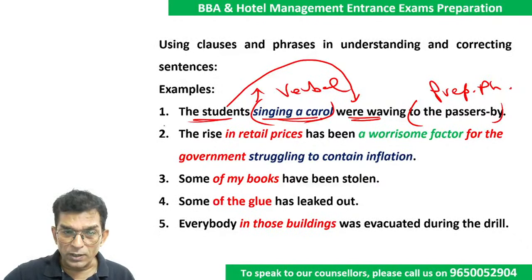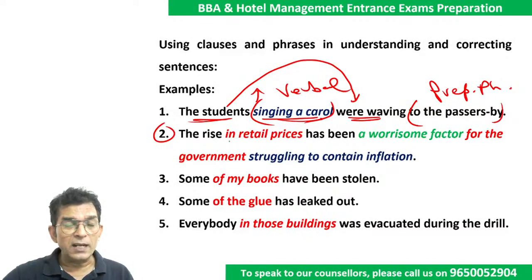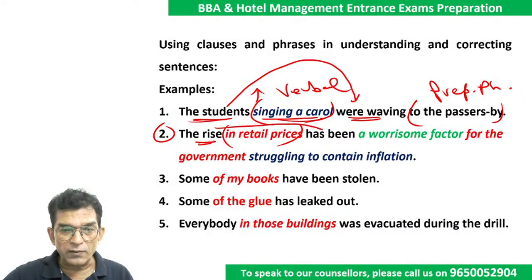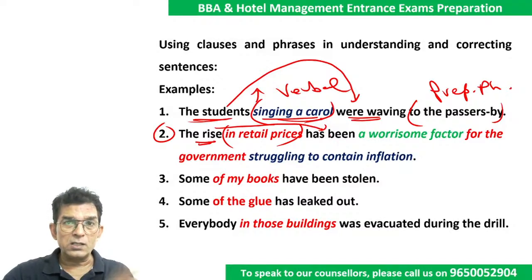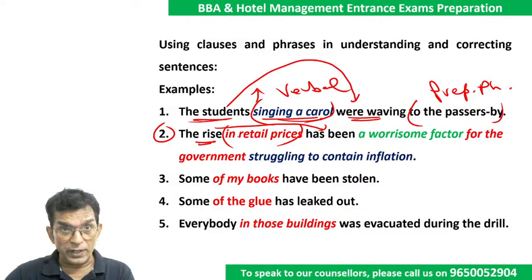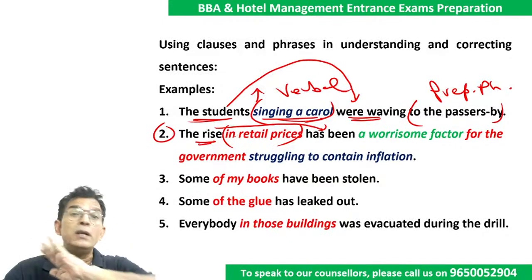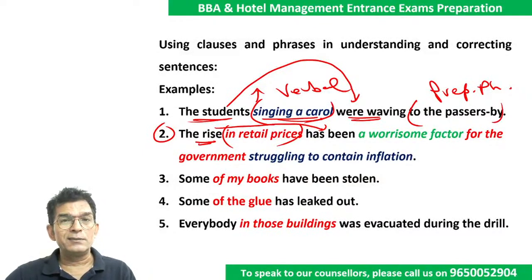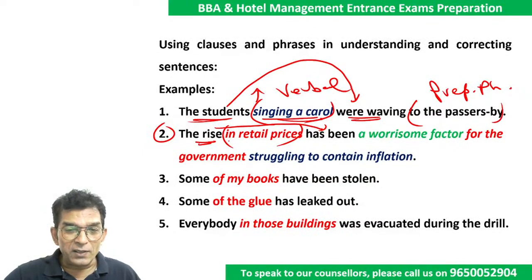Let's come to the second one. You see, the rise in retail prices. In retail prices is a prepositional phrase. The subject is rise. Therefore, I have written has been. You see, this is how sentences become correct. Why didn't I write have been? Simply because my subject is rise. And why didn't you pay any attention to in retail prices, sir? Because it's a prepositional phrase doing the work of an adjective or an adverb. It cannot do the work of a subject. Done? So we can think of this as extra information because it's a prepositional phrase.